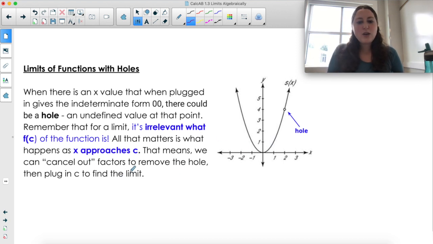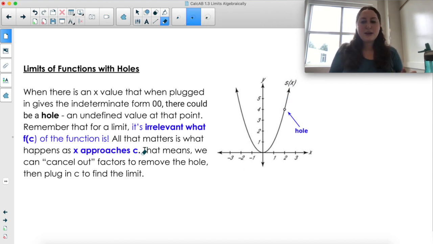So that means we could cancel out this hole, and I'll show you how to do that, so that it turns into a solid function, and then it's very clear the limit is 4. And the way we do that is by canceling out factors that are in both the numerator and denominator. I'll show you what that looks like.